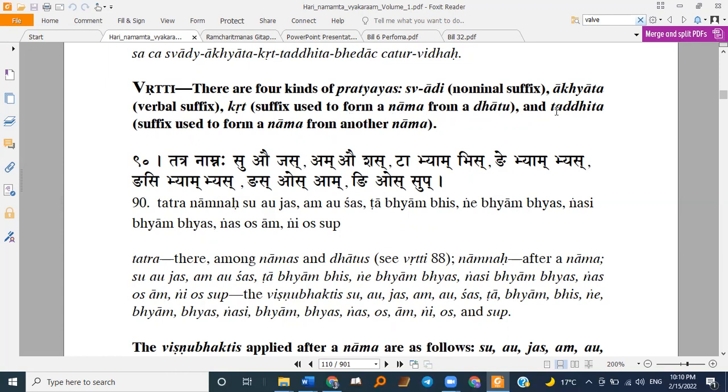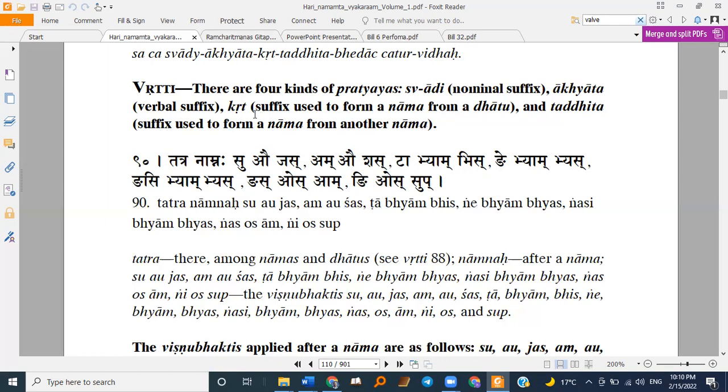And then the last is the tadhita pratyaya, which means the suffixes used to form a nama from another nama. Like, let's say, Pritha is a name. Pritha, another name of Kunti Maharani. So Pritha is a noun, but from Pritha we can make, let's say, Partha. So that is done by adding a tadhita pratyaya with the word Pritha. So we made another noun, another nama from one particular nama, that was Pritha.